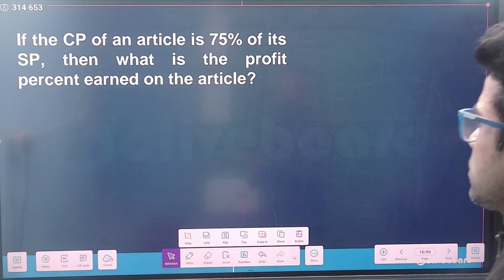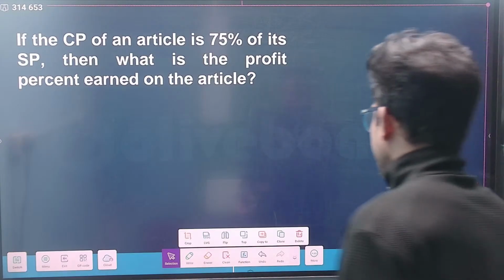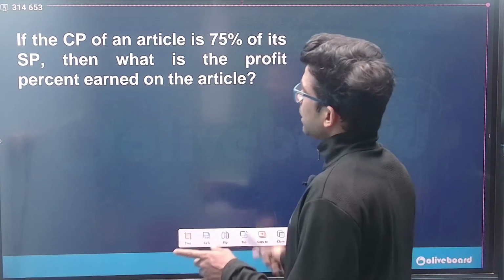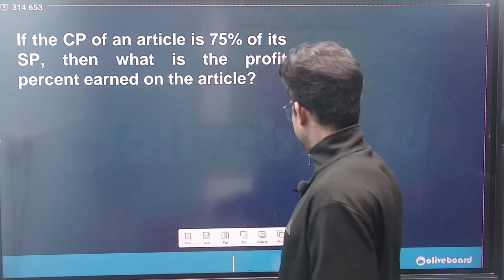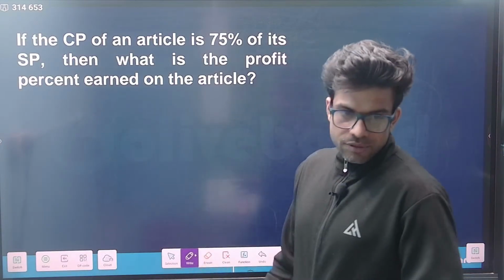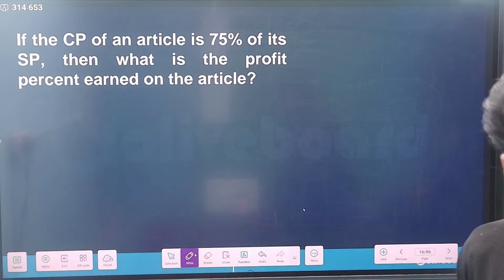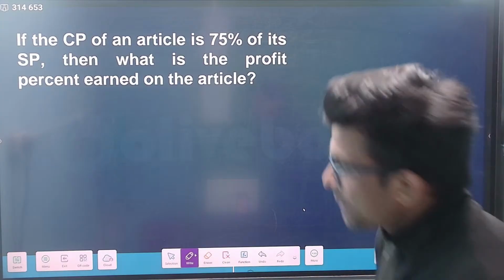If the CP of an article is 75% of its SP, CP is 75% of the SP. Now, this question is like a language play. Again, I would say this is a language play. Can you answer this? 33%. Okay, Saurav Kumar is saying, okay.